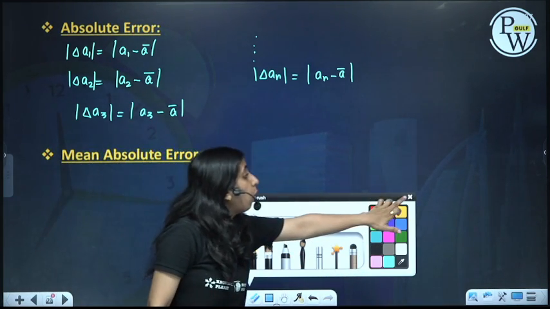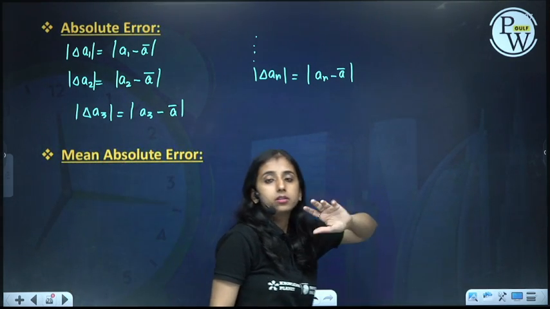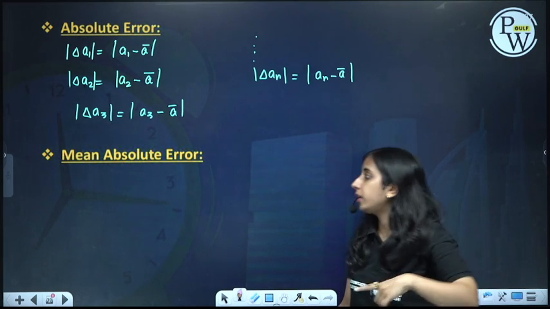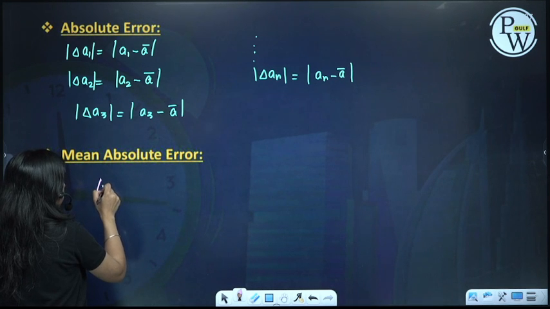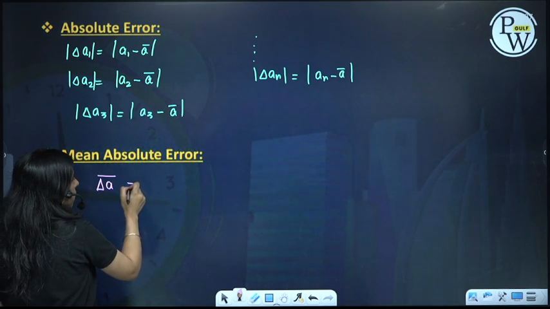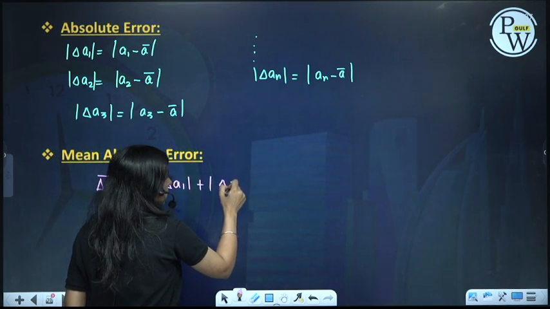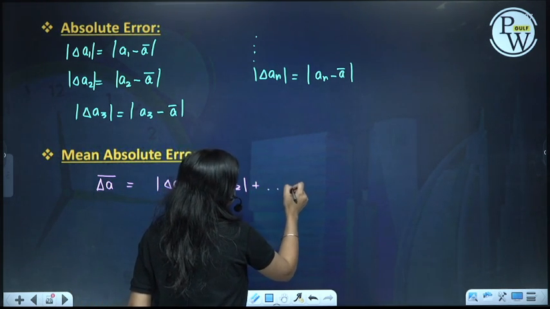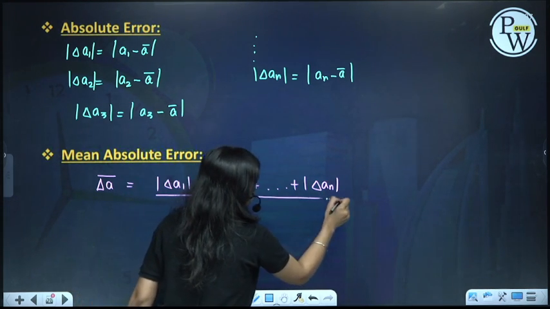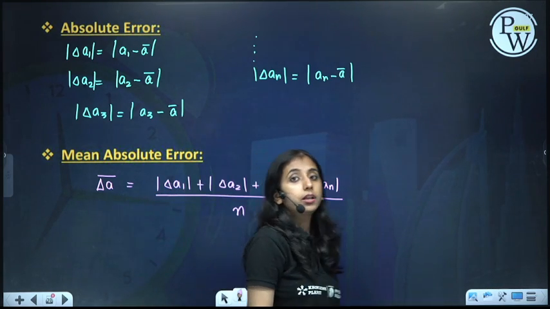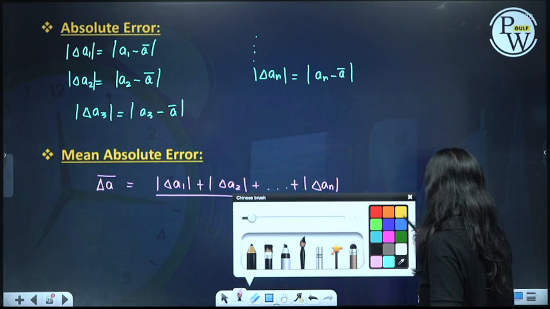Now what is the overall absolute error in A? The mean of all the absolute errors is called the mean absolute error. So delta A bar will be equal to delta A1 plus delta A2 up till delta AN, divided by N. This will give me the mean absolute error in A.